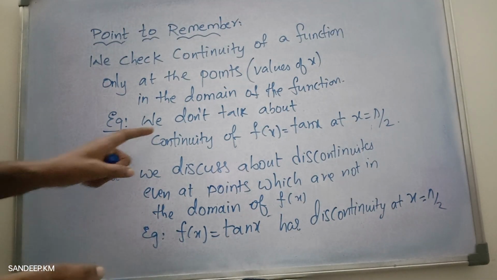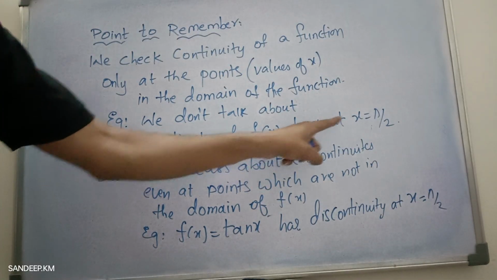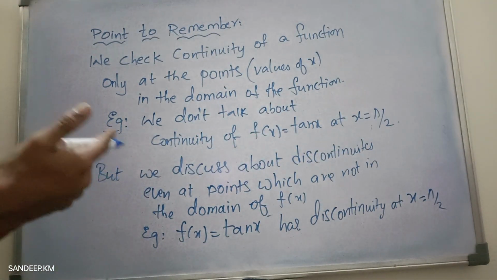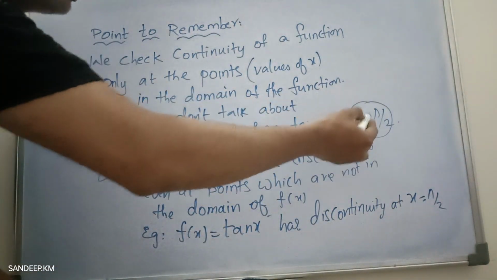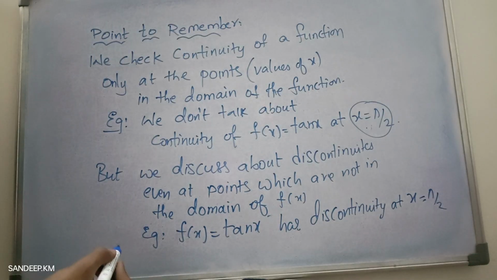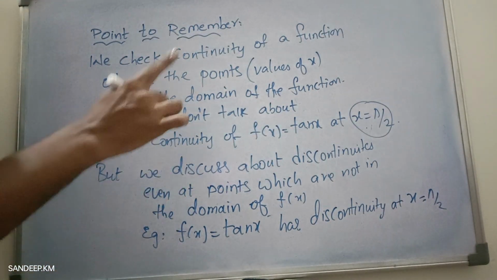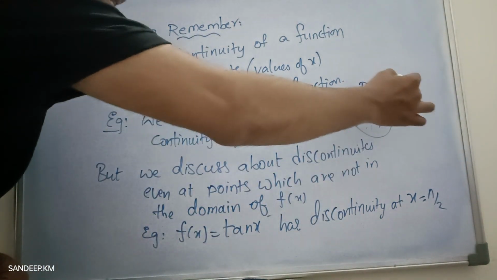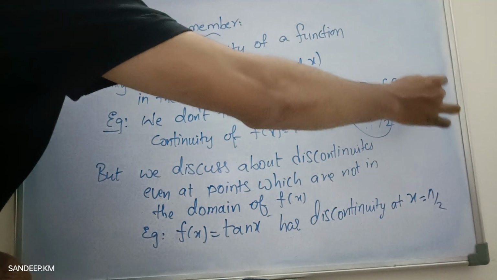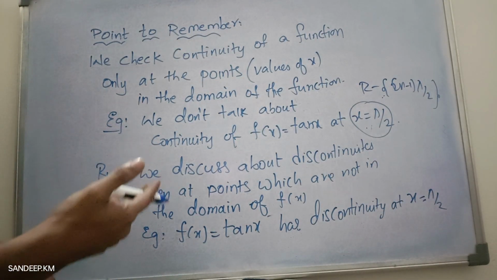We don't talk about continuity of f(x) = tan x at x = pi/2. Why will we not talk about continuity of tan x at x = pi/2? Because x = pi/2 is not in the domain of tan x. So if you want to talk about continuity of the function tan x, you discuss it only in its domain. What is its domain? All real numbers except odd multiples of pi/2. So in this particular domain you discuss continuity of tan x. If that is the case, we will say that tan x is continuous in its domain.